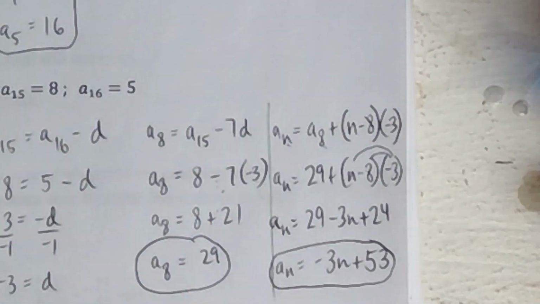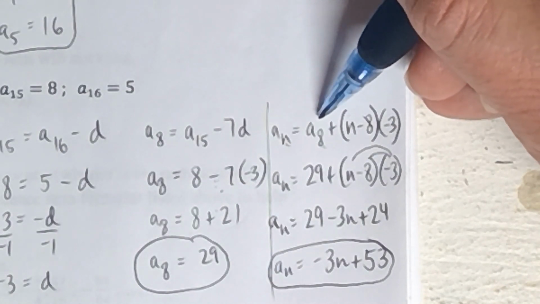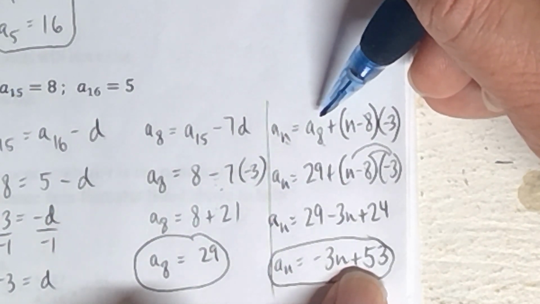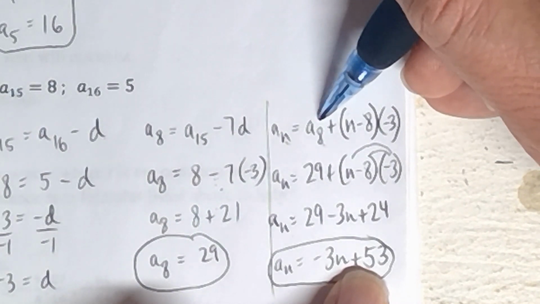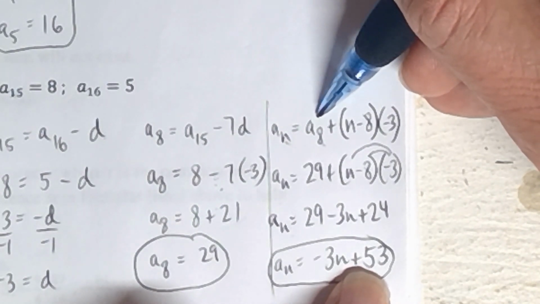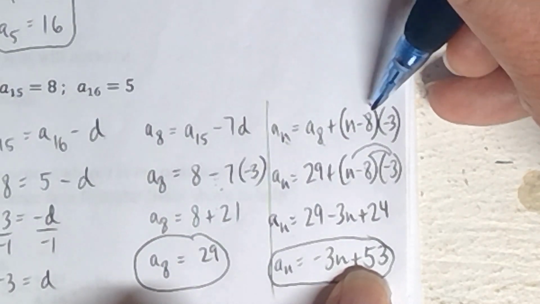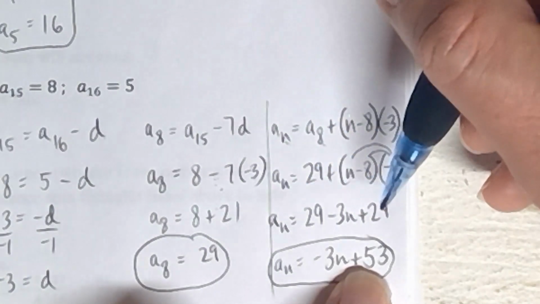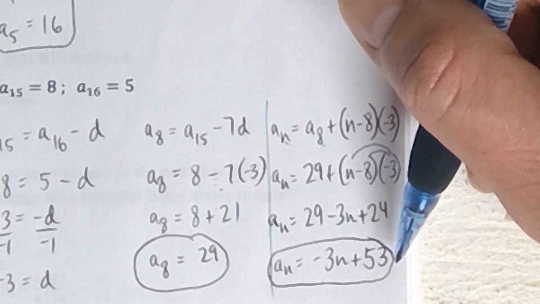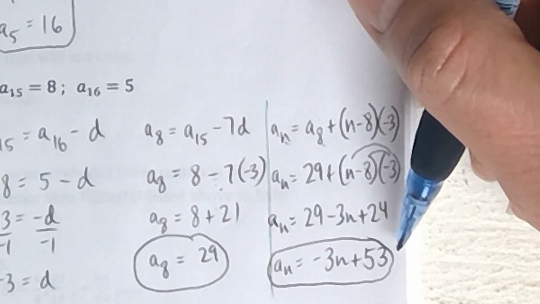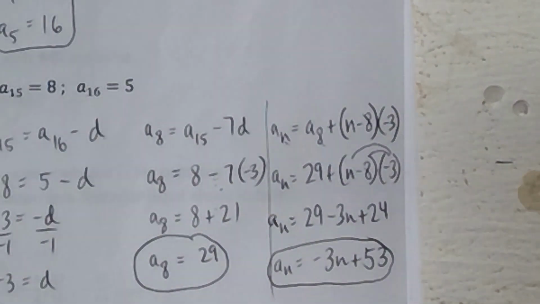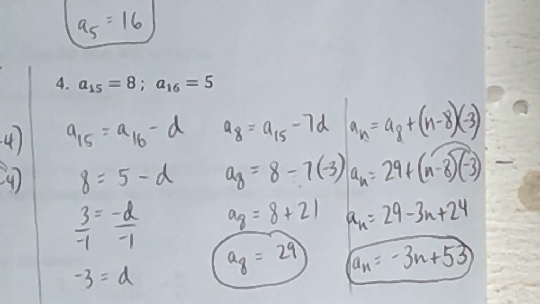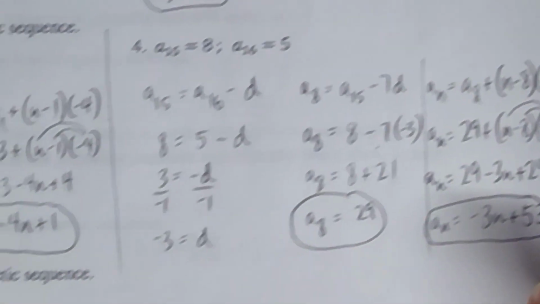You will get this answer no matter what term you plug in here. If you plug in the 15th term, you will get this same answer, -3n plus 53, I promise you. Okay, because if you plug in the 15th term right here, yes, that number will be different, but then this will then become n minus 15. And so after you do all the distributing and combining like terms stuff, I promise you it'll all come together to be the same answer at the end. It may not seem like it, but it will. Okay, try it. Anyway, going on to the next problem here.